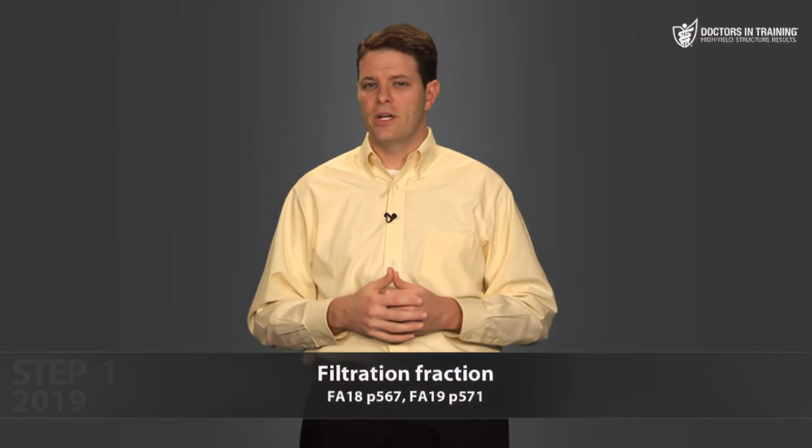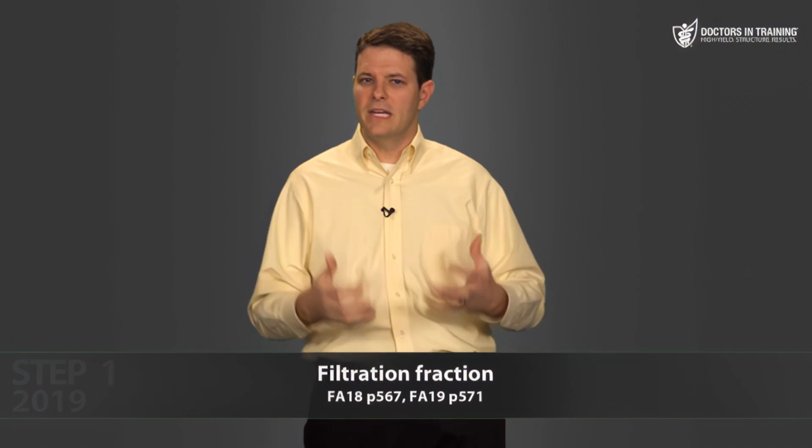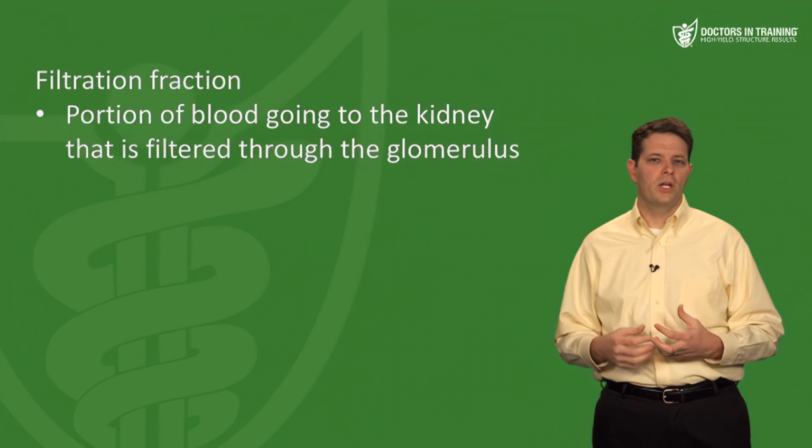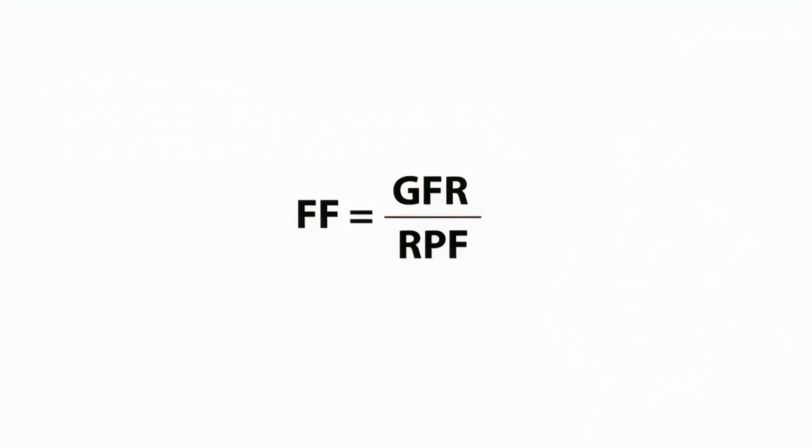Now let's talk about filtration. Like I said, not everything that goes to the kidneys is filtered by the glomerulus. The filtration fraction is the portion of blood going to the kidney that's filtered through the glomerulus. So the equation for filtration fraction is GFR divided by the renal plasma flow rate. That's another equation you need to know. GFR over renal plasma flow. And again, clearance of creatinine divided by the clearance of PAH would be a good estimation of filtration fraction. And normally it's about 20%. About 20% of the plasma that's delivered to the kidneys gets filtered by the glomerulus.